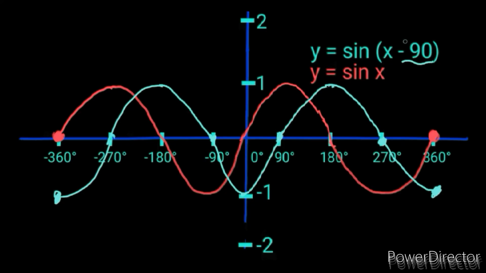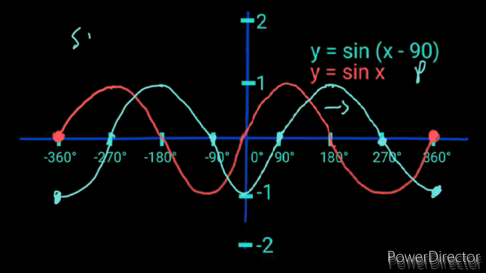So P affects the horizontal shift. The weird thing about it is that when you see a minus 90, it will shift 90 degrees to the right instead of the left. If you see plus 90, it means that the graph will shift 90 degrees to the left instead of to the right. So it's kind of like an opposite effect. So P represents the horizontal shift but in the opposite direction.